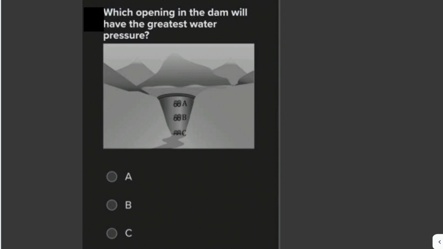Which opening in the dam will have the greatest water pressure? So we're given here a dam and then 3 openings, A, B, and C. So the answer here is opening C. Water pressure increases with depth, and opening C here is at the greatest depth of water, which means it is the point with the greatest amount of pressure.